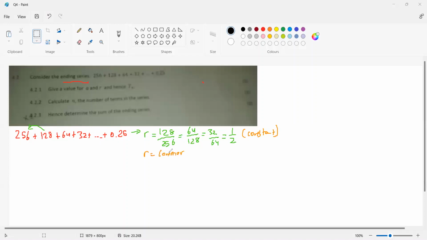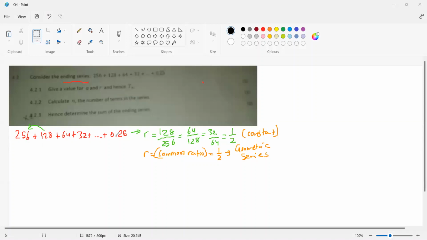Here they didn't tell us what type of sequence. We had to figure out the common ratio is half, and a common ratio being fixed means this is a geometric progression, or a geometric series, in fact. The reason I use the word series is that whenever addition is used, when you see a plus sign, you call it a series. Put a comma, you can call it a progression or a sequence of the same numbers.